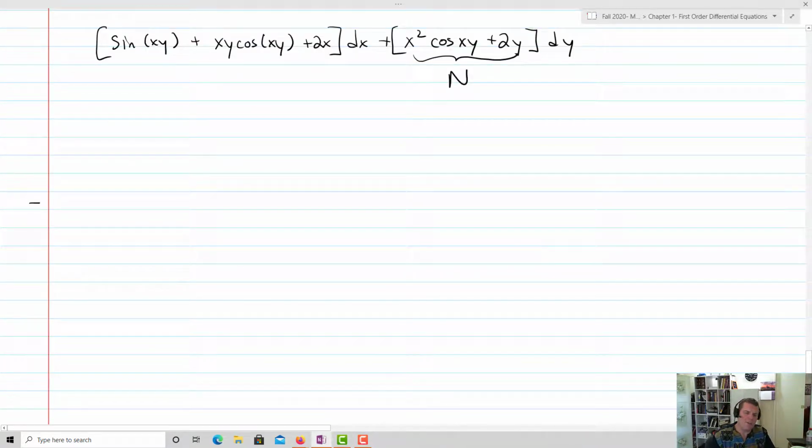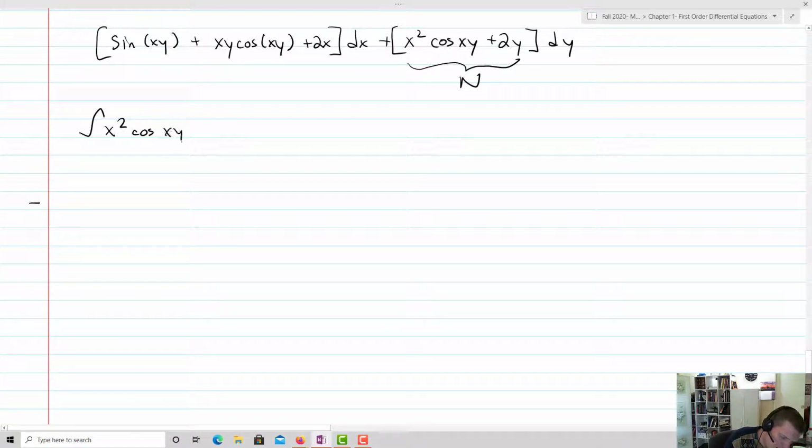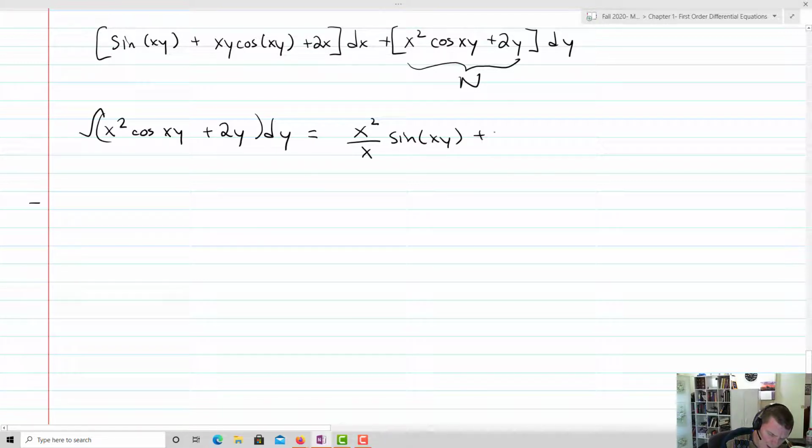So now let's solve this exact differential equation. I'm going to actually start out here with N, because I believe N is easier to take the integral of. So I take the integral of x squared cosine xy plus 2y dy, and that's going to end up equaling x squared divided by x sine xy plus y squared plus some unknown function of x. So this is going to end up equaling x sine xy plus y squared plus h of x.